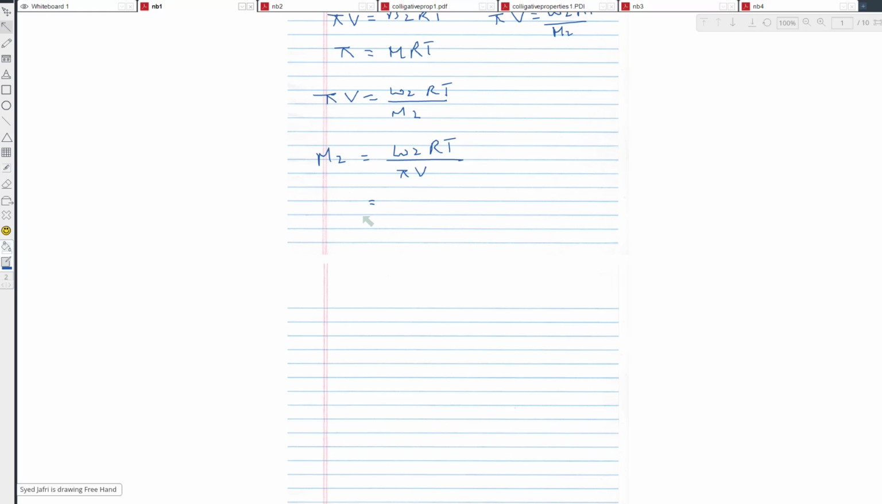So how much is the W2? We can keep it at 15.2 grams, times 0.0821 times 298, and for pi, instead of converting and putting it there, you can do it like this: 8.44 divided by 760. But when you write this, the 760 will go up, so I'm writing it this way, multiplied by 760 directly.